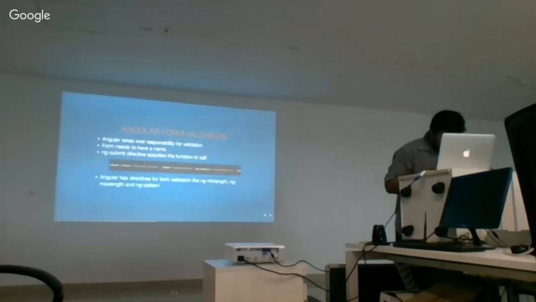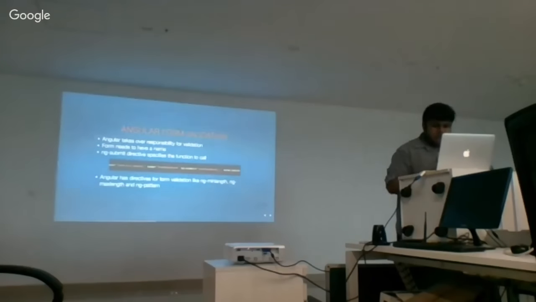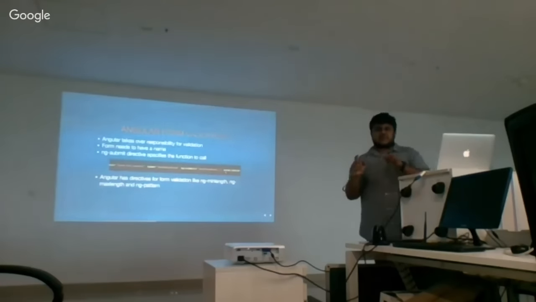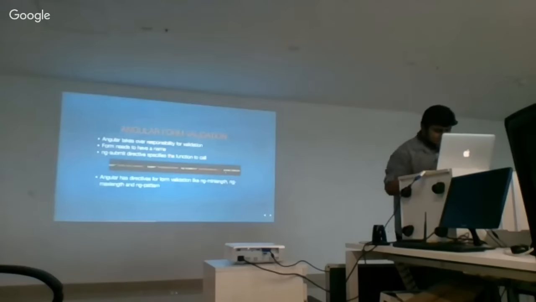So you have the form. You give a name to the form so that Angular can identify it, and then you give ng-submit equal to a function. This function is triggered whenever submit is clicked. And then you add novalidate. Novalidate specifies that HTML need not validate it; Angular will take care of it. So this keyword specifies that HTML doesn't need to validate.